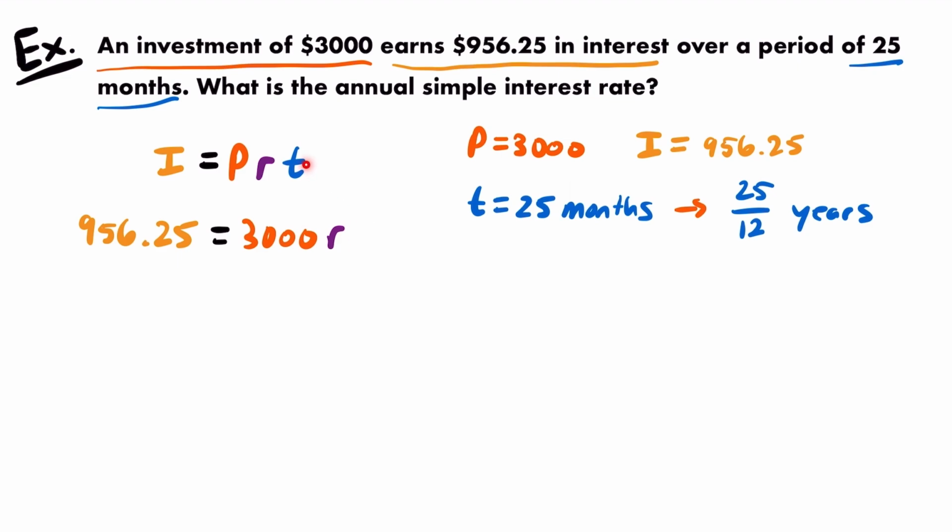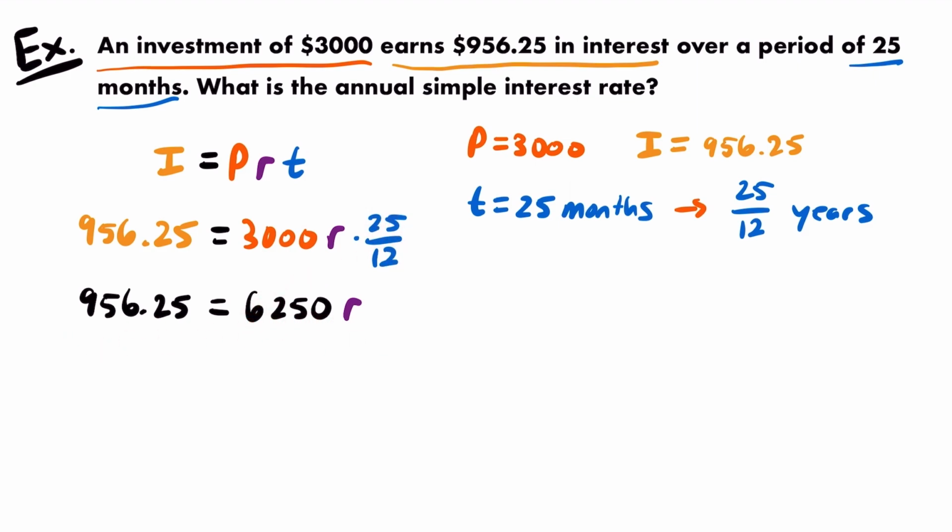And then that is multiplied by T, the amount of time in years, which we have found is 25 divided by 12, or 25 twelfths. Okay, and so now all that's left to do here is solve for this variable R. And so let's work on that. The first thing I'll do is simplify this side of the equation. We can multiply 3,000 by 25 divided by 12. If you do that, you'll get this: 956.25 is equal to 6,250 times r. All right, so 3,000 times 25 divided by 12 will give you 6,250.